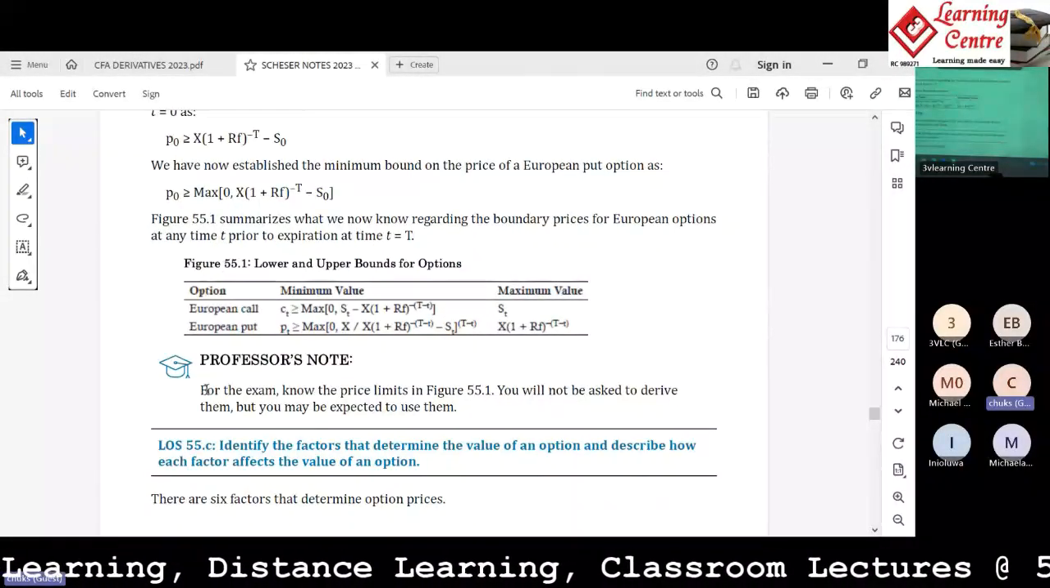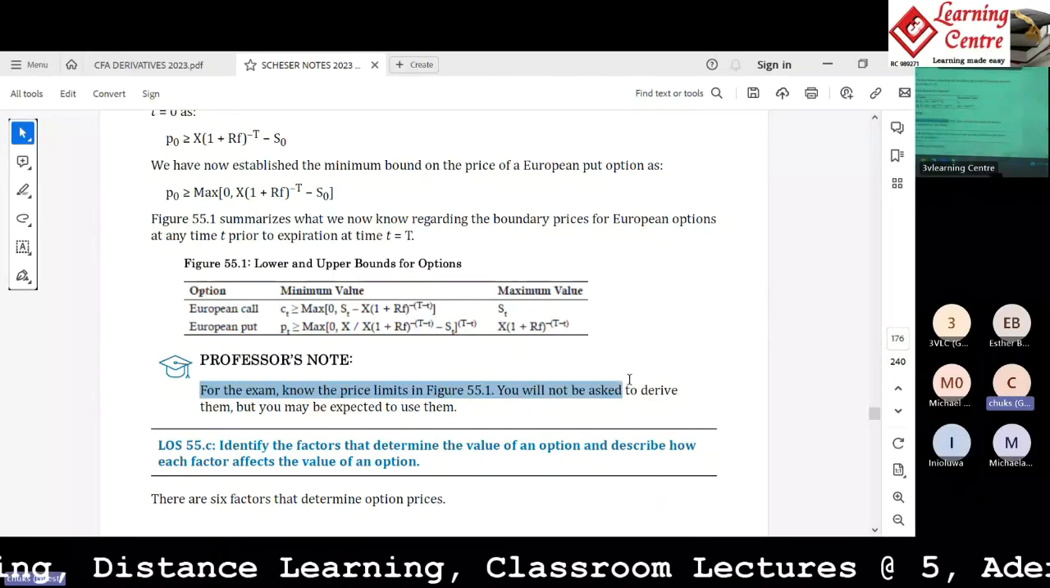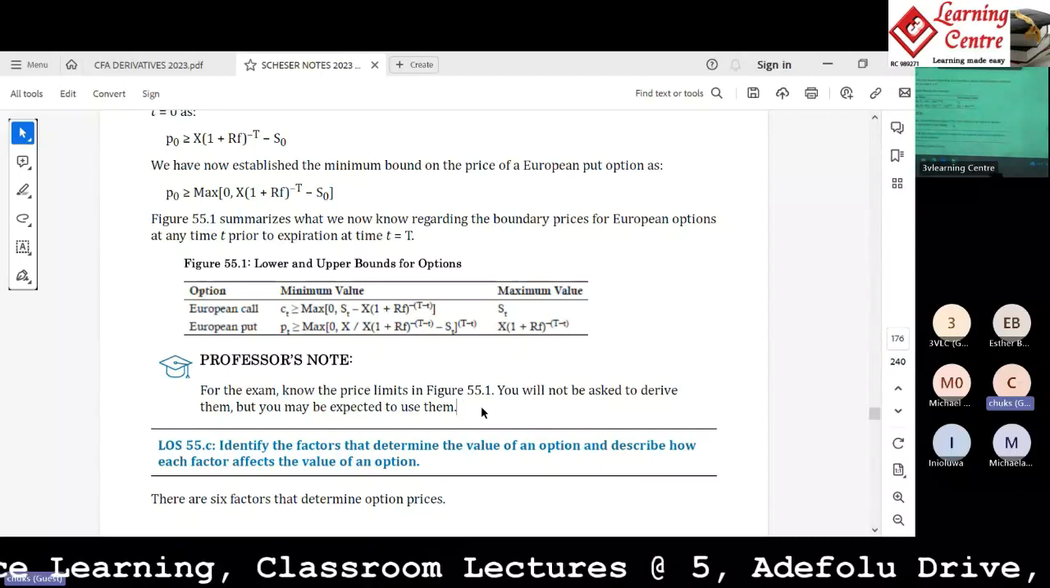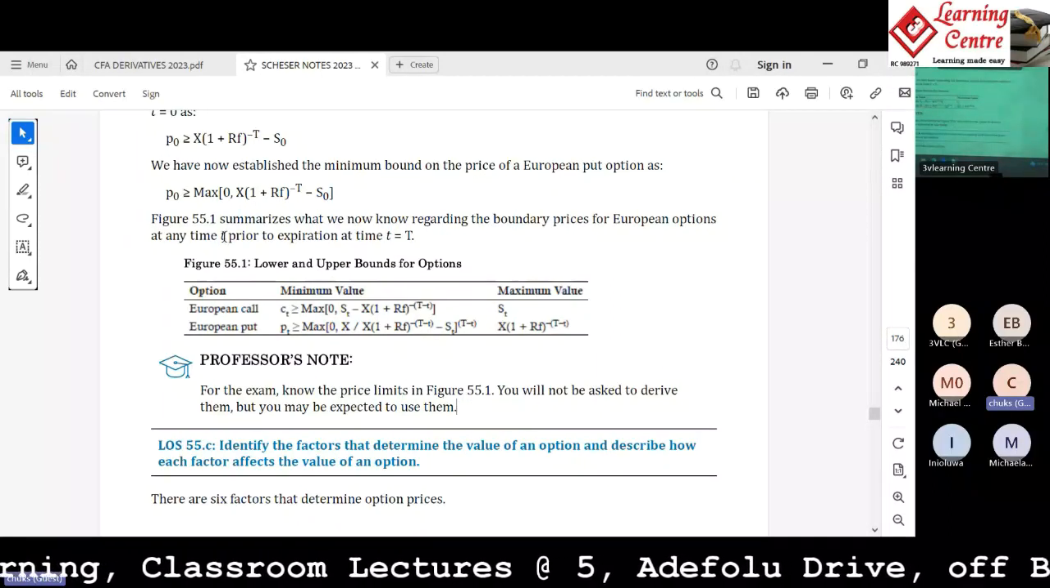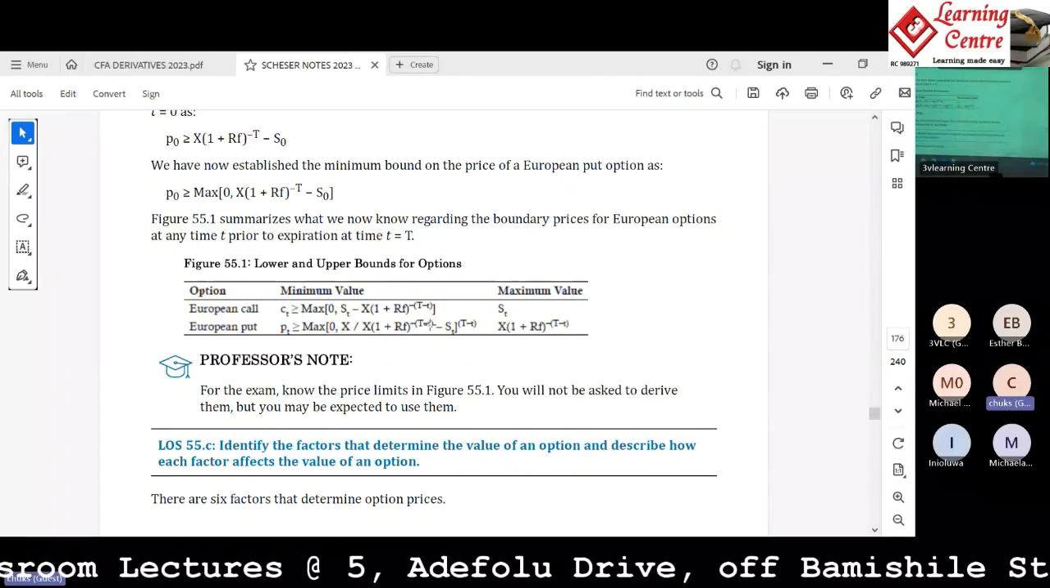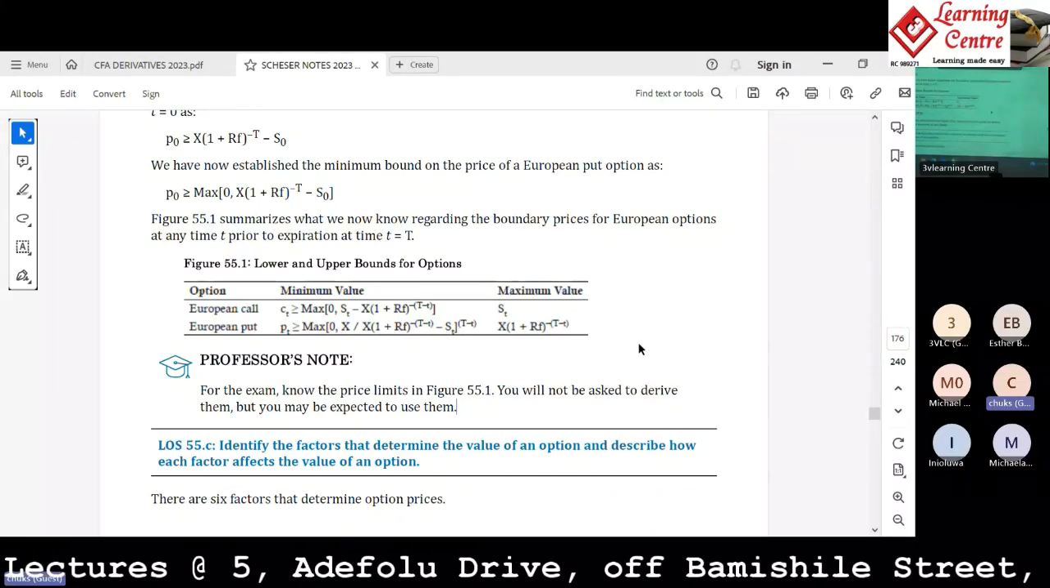So for the exam, know the price limits; you will not be asked to derive them. I don't want to bore you with all those things because you will not be asked to calculate them. What you need is knowing the limits, which is what we have spoken about.